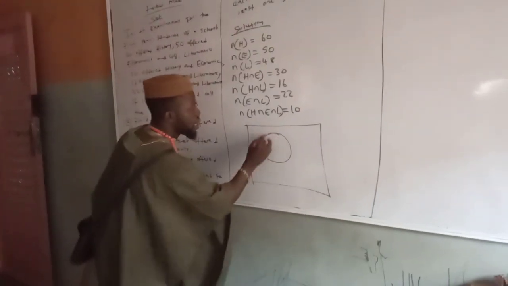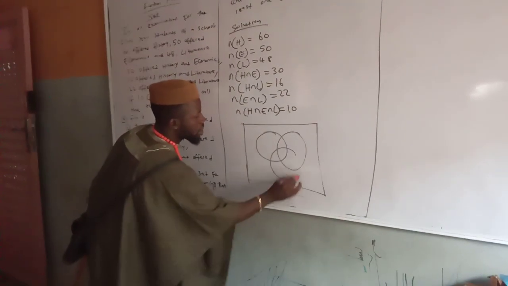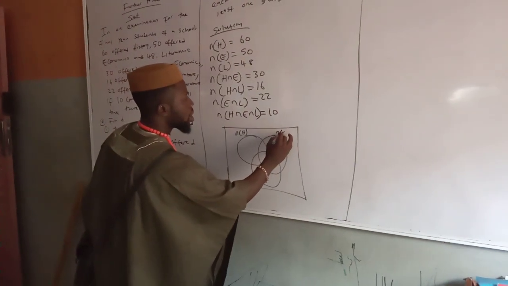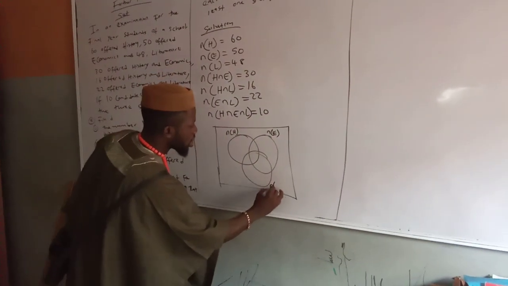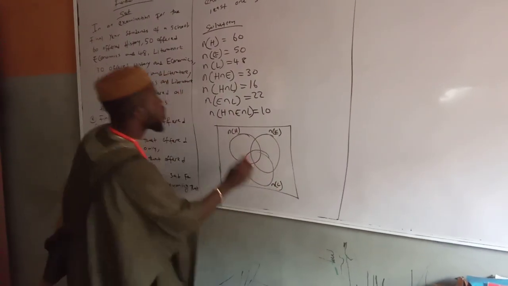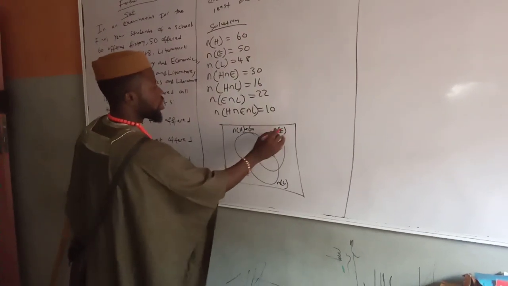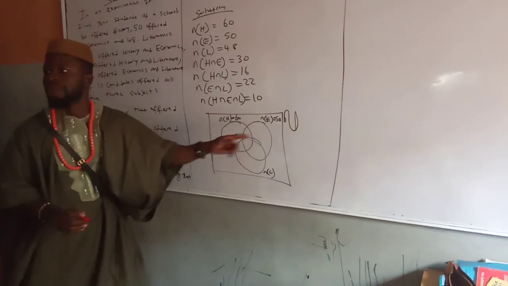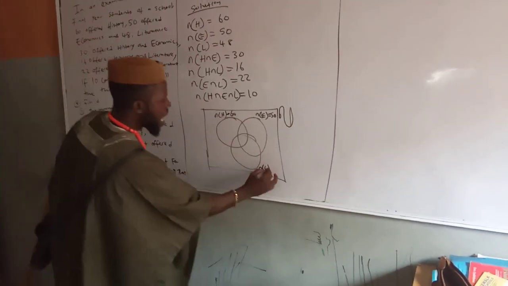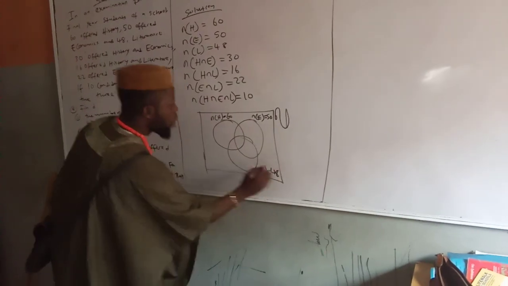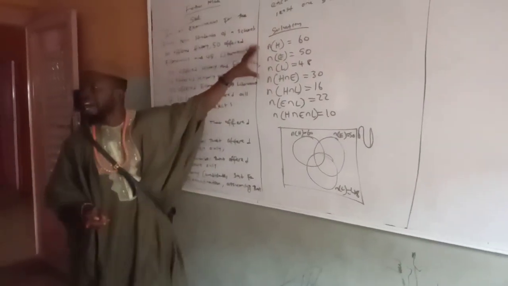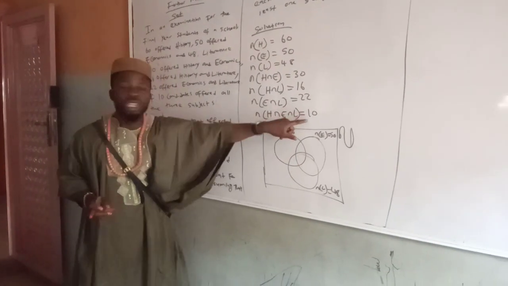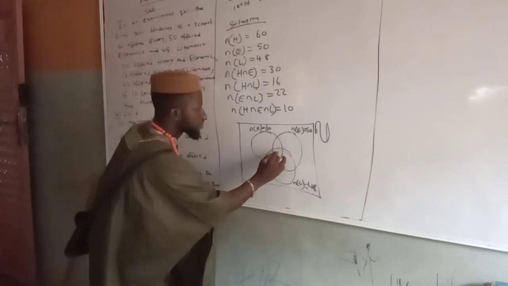So the first one, you draw this and this. You represent this one n of H, n of E, and n of L. So we have 60, we have 50, and here is 48. This place will be your universal set, which was not given to us. Anytime you want to start your Venn diagram, you have to start from the top, like the combination of the three. So we start from this middle, which is 10. So we write 10 here.